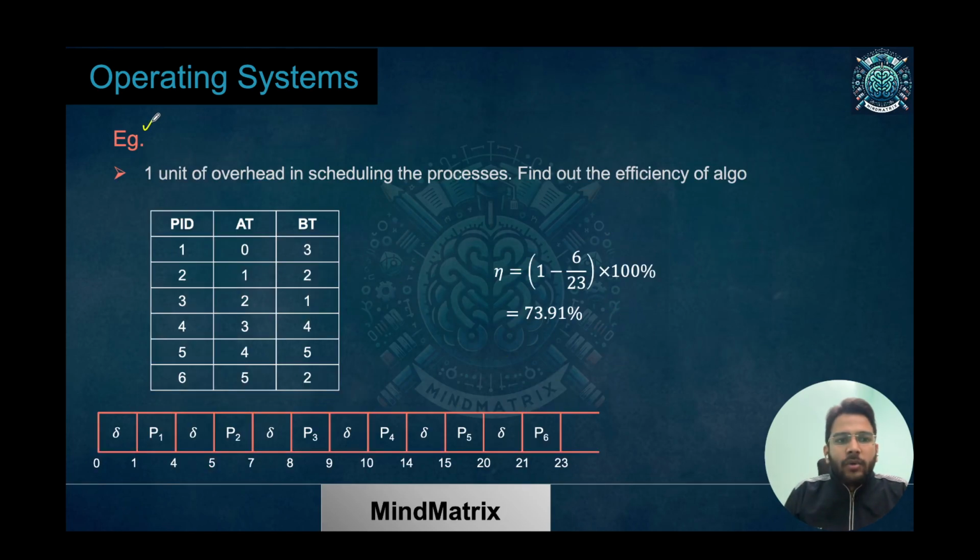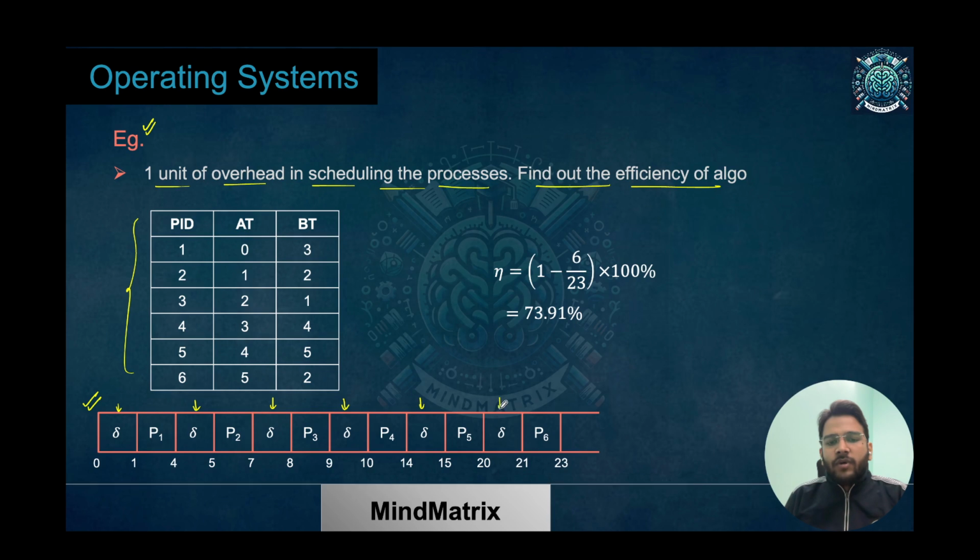Now let's see one more example, or the kind of question they may ask to find out the efficiency of the algorithm, or the way we are scheduling the processes. So we need to find out the efficiency. And it is also given that 1 unit of overhead is there in scheduling the processes. Whenever you schedule a new process, 1 unit of overhead is there. So this is given to us, and after scheduling the processes we are getting this Gantt chart, and here you can see before P1 gets scheduled there is 1 unit of overhead. Before P2 got scheduled, 1 unit of overhead. So before every process there is 1 unit of overhead, right?